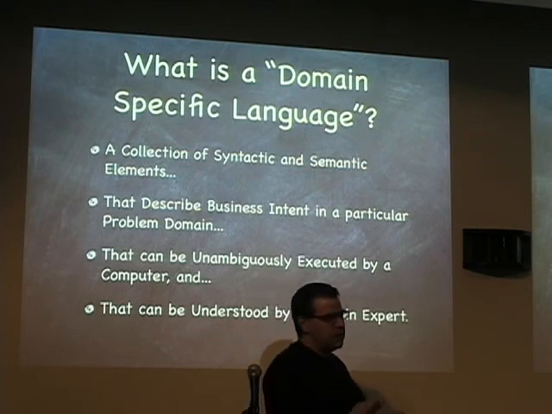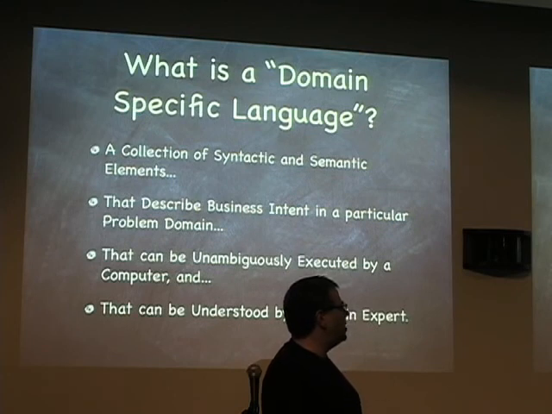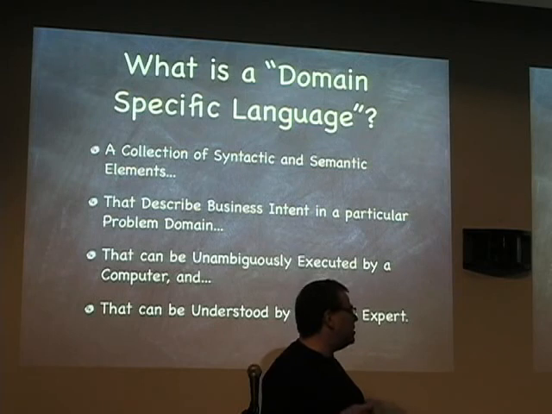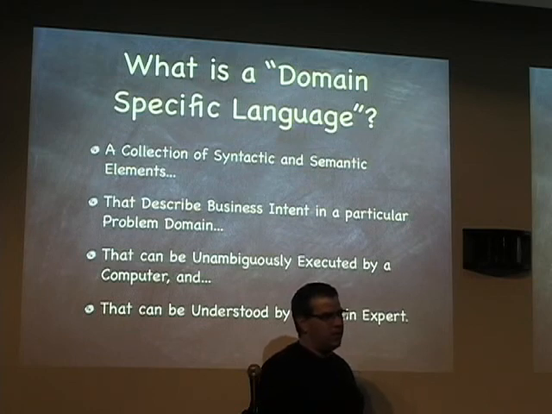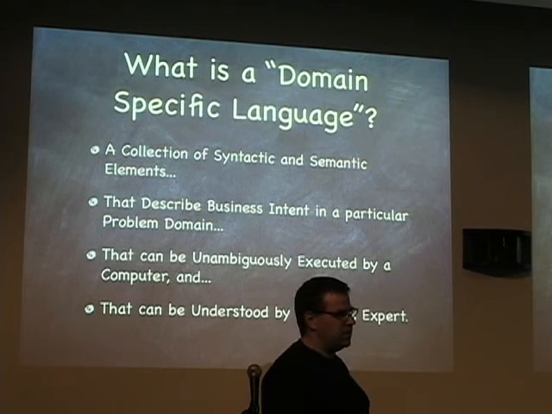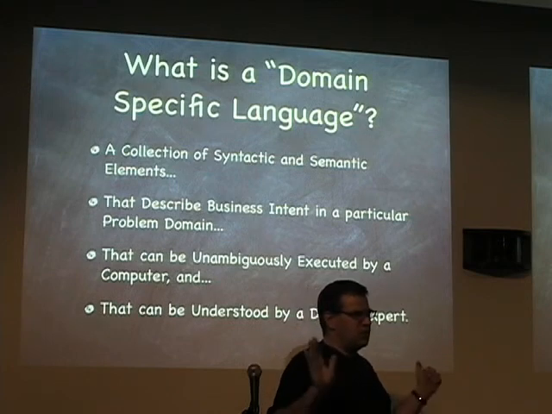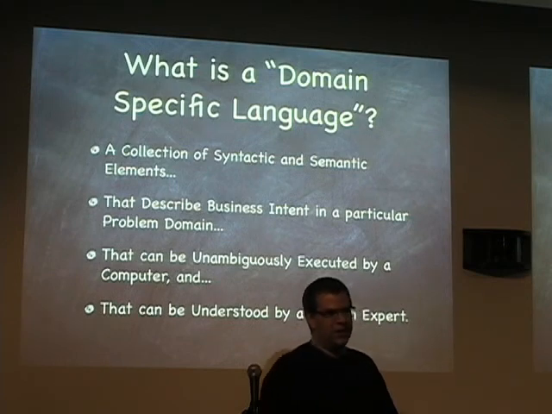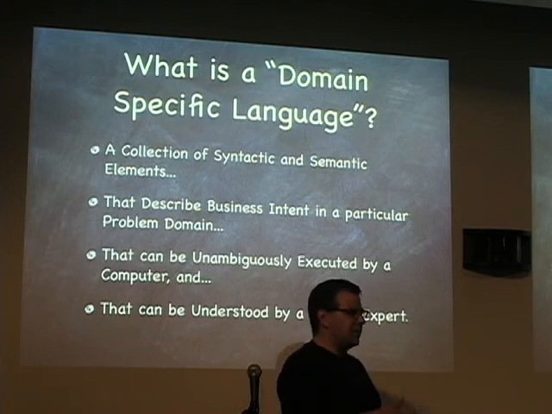A collection of semantic and syntactic elements that describe the business intent in a particular problem domain that can be unambiguously executed by the computer. And actually, one of the big things is whether it's unambiguous or not. One of the domain-specific languages that I'm going to refer to is SQL. Another one is HTML. And everybody in the room is going to go, those are so ambiguous. Oracle does SQL differently than Postgres, and you get different results. Okay, but they're substantially similar.